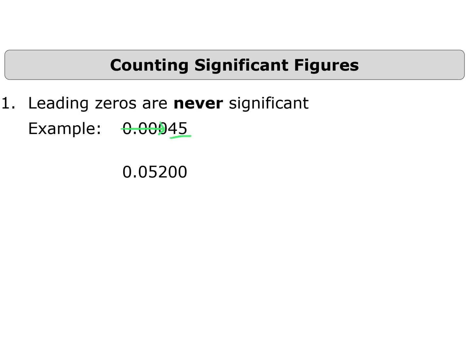For our second example, if we draw an arrow from the left to the right to the first non-zero number, then we have these four significant figures.